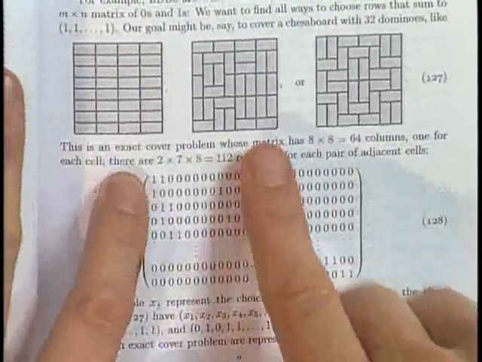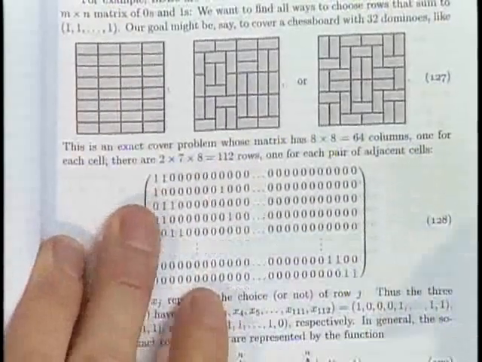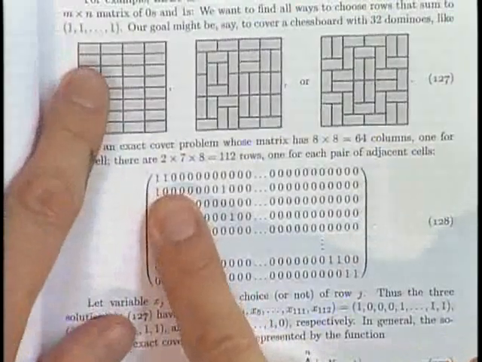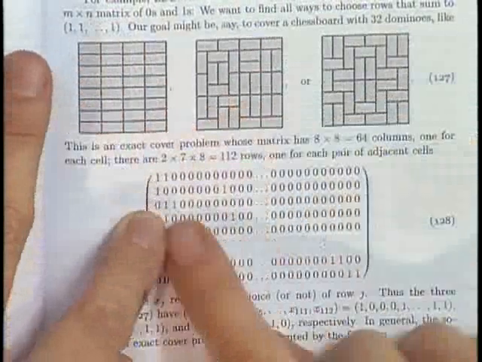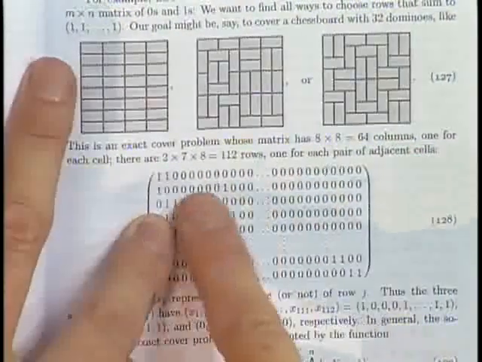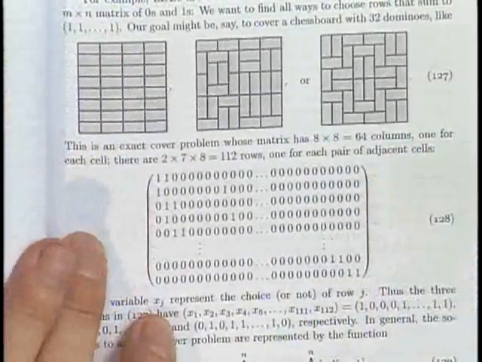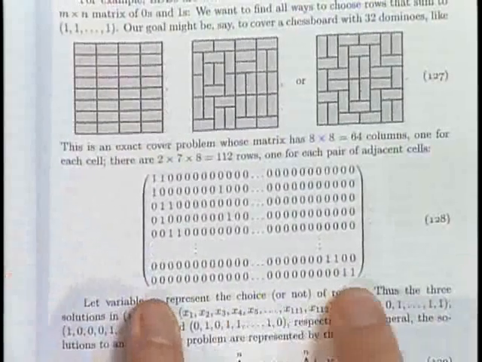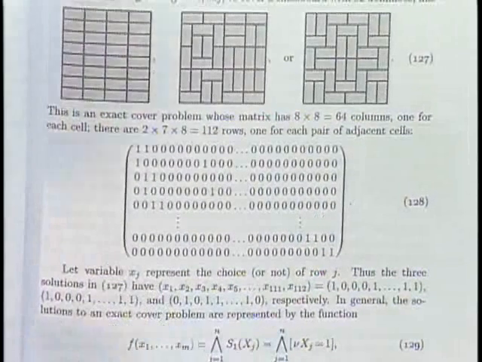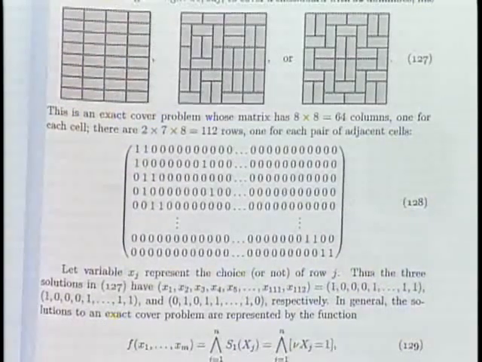And we can describe that as a big matrix of zeros and ones where each row of the matrix is one way to place a domino on the chessboard. So I could put a domino on the first two squares. Or I could put a domino vertically on the first square and then the square in the next row. Imagine 64 columns here. And then I have 112 rows for the different places that you can put a domino on a chessboard. And what we're trying to do is find 32 of these rows that exactly cover everything. So that if we add up those 32 rows, we get all ones. That's an exact cover problem.